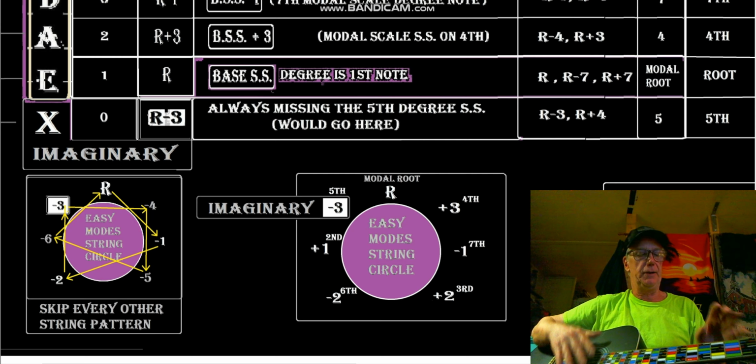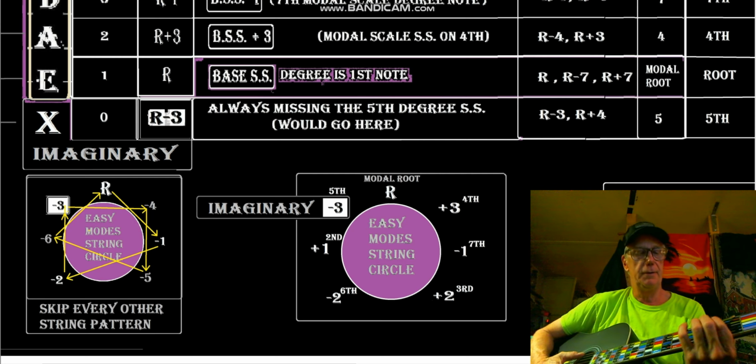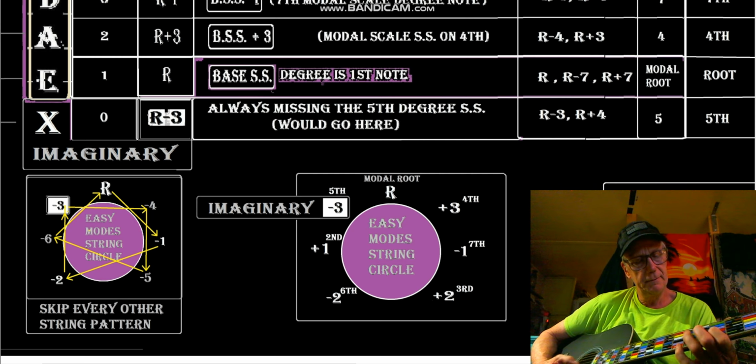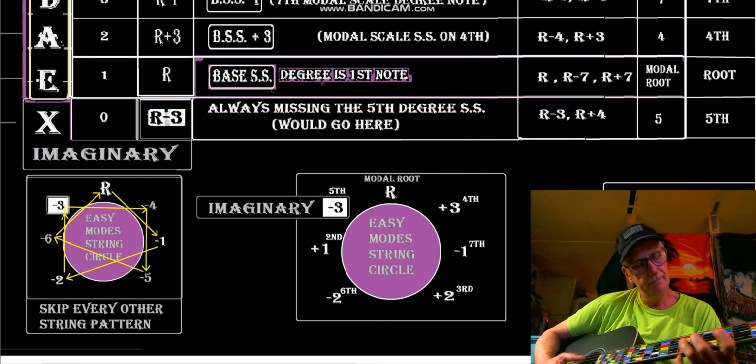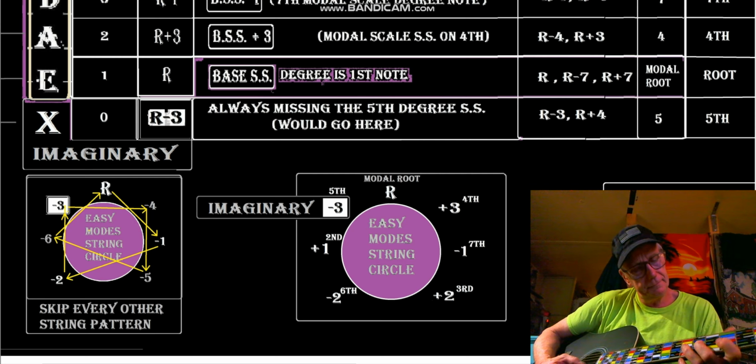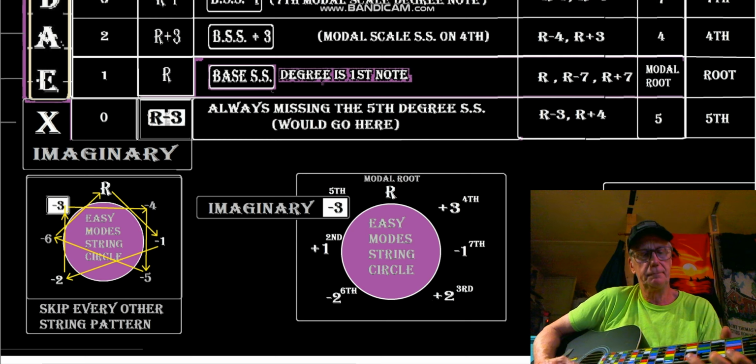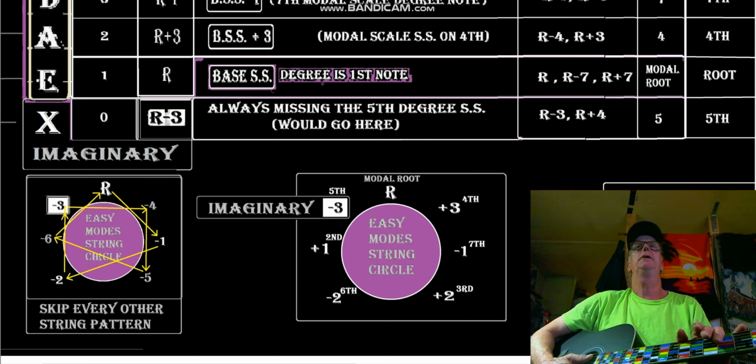Okay, so let's look at the C box. Okay, so look at the C string shape.